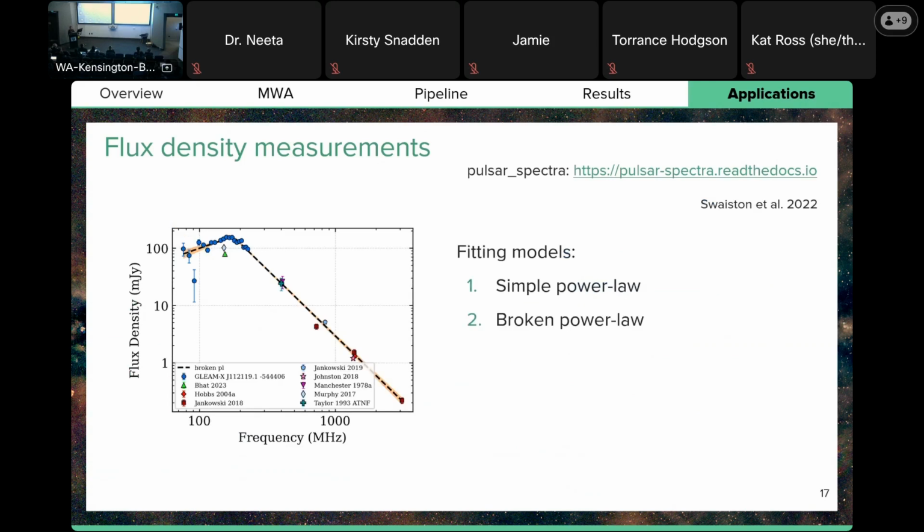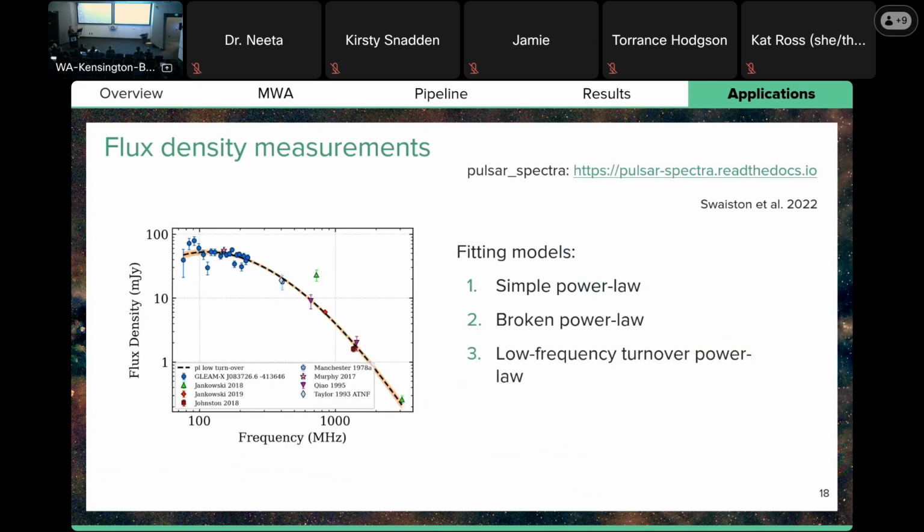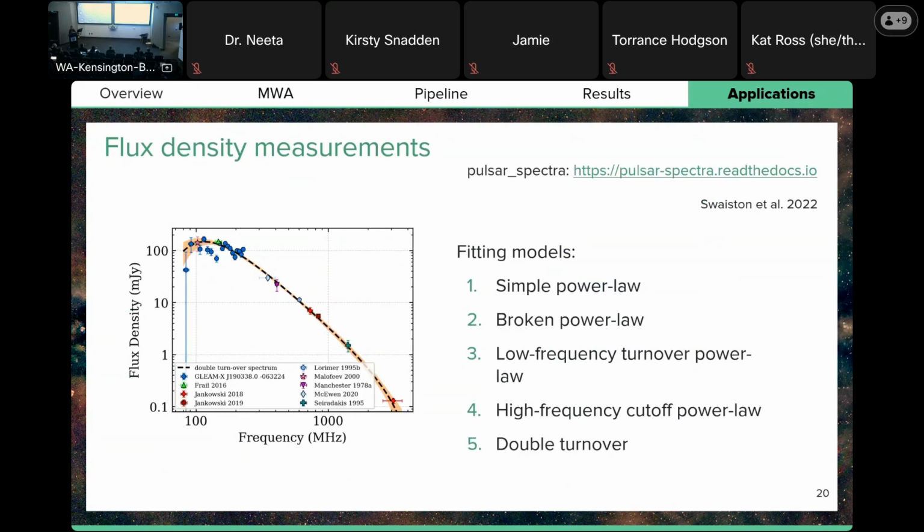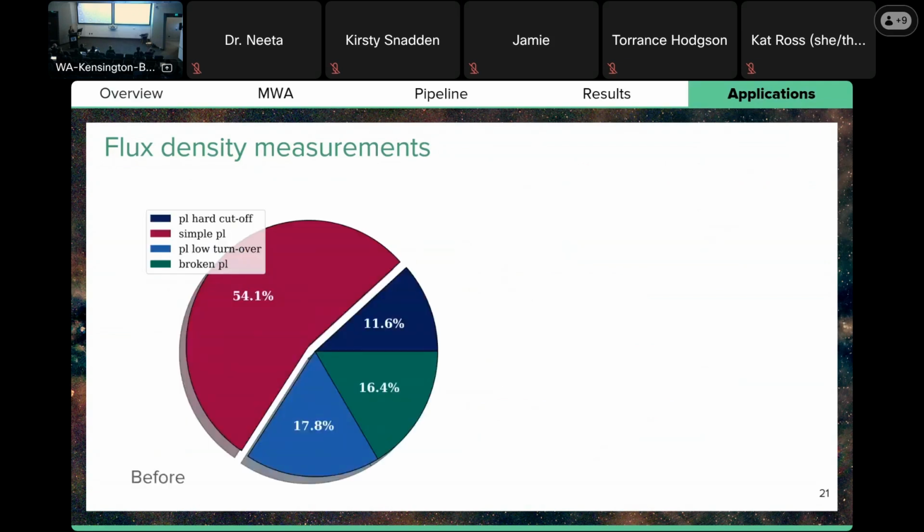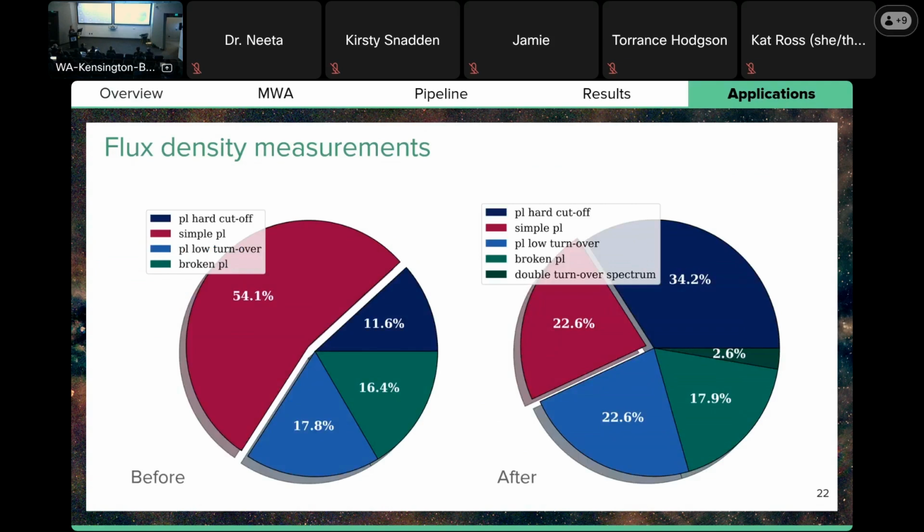And then we had a broken power law, a low frequency turnover, a high frequency cutoff, and a double turnover. We performed this fitting for all the 284 pulsars that we have detected, and we found that without the addition of the low frequency data, 54% of the sources are well fitted by a simple power law. But after the addition of the low frequency information, this percentage drops by 30%, and most of the spectra now are well fitted by a low frequency turnover or a high frequency cutoff.